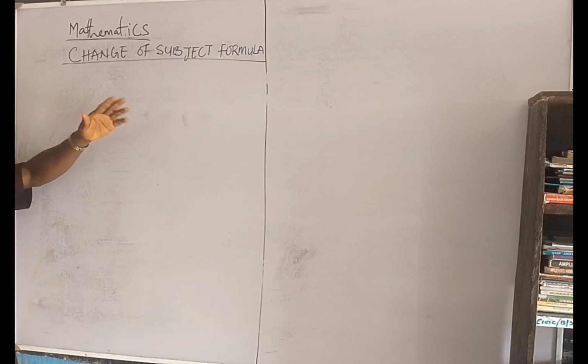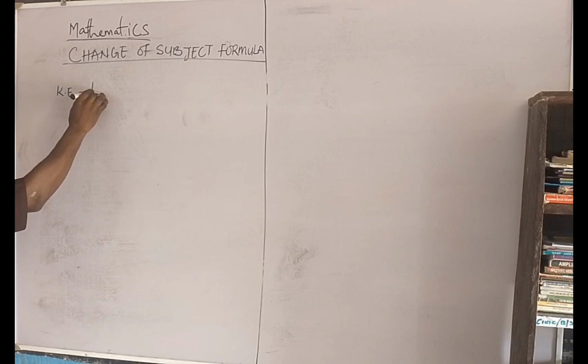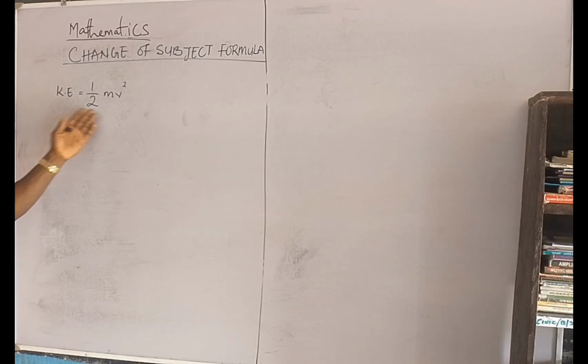Now, when you hear formula, you look at it as an equation in mathematics. The formula can also be an equation. Let's take, for instance, if we have, let's assume KE is equal to half mv squared. Now, this is a formula, so it can also be called an equation.